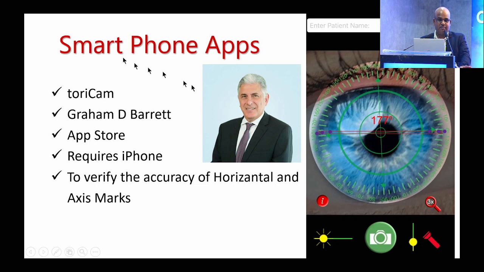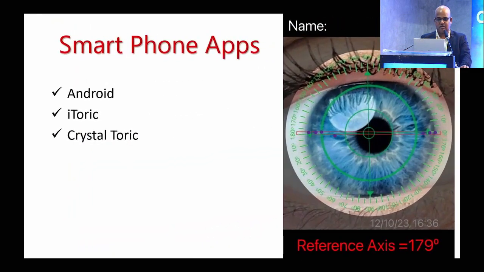We don't need to use high-end equipment or markerless systems. A simple smartphone app with a gyroscope will do; everybody has phones nowadays. For iPhone, we can use the Toricam app, developed by Graham Barrett. After marking, we can verify the accuracy of the axis. We can take a photograph, and after placing the lens, we can compare and rotate the IOL accordingly. For Android, we have apps like iToric and Crystal Toric.